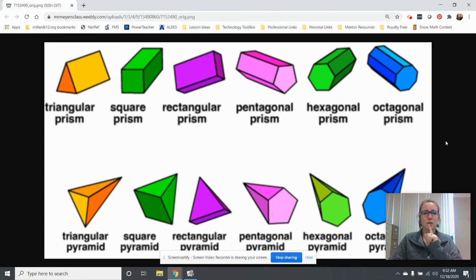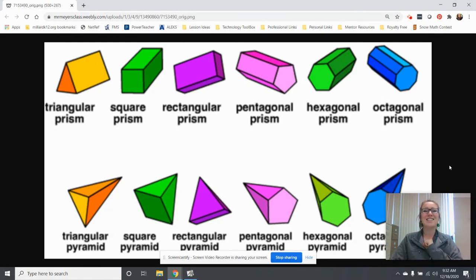Then the next kinds I want to talk about are cylinders. A cylinder is really a prism with a circular base. So it kind of looks like a can. And cones. A cone is a pyramid with a circular base. And you can imagine a cone like an ice cream cone.